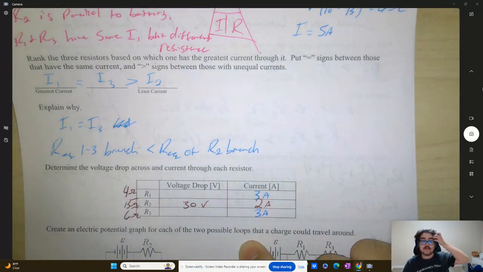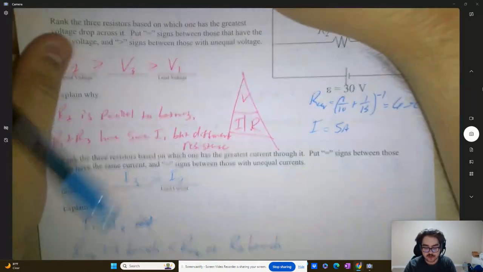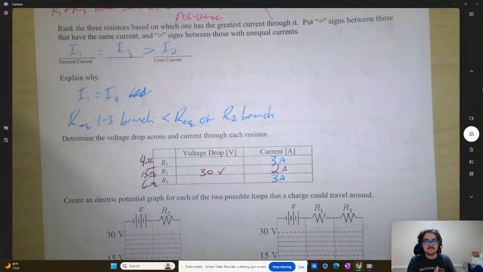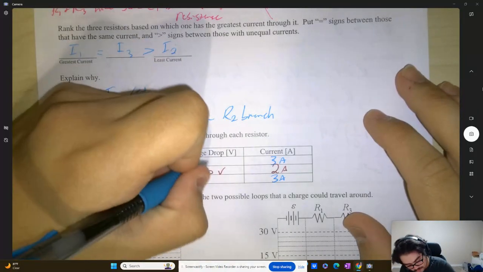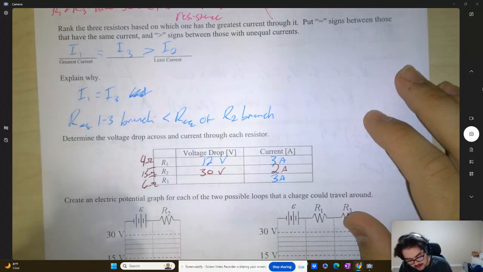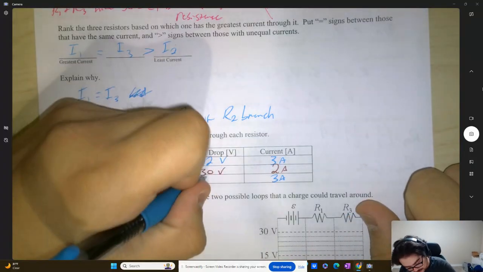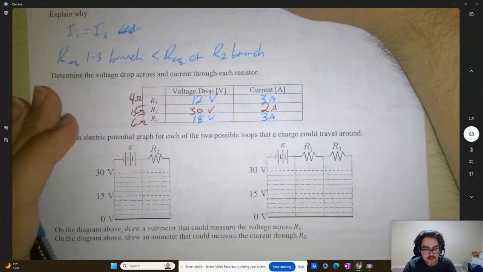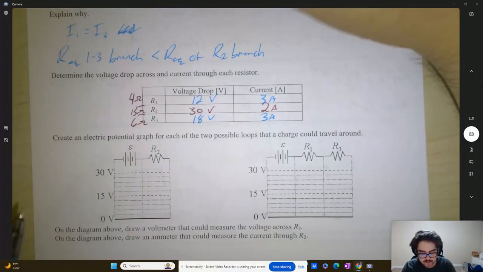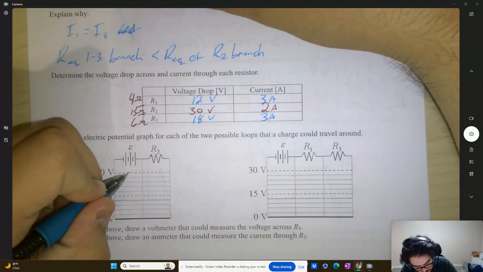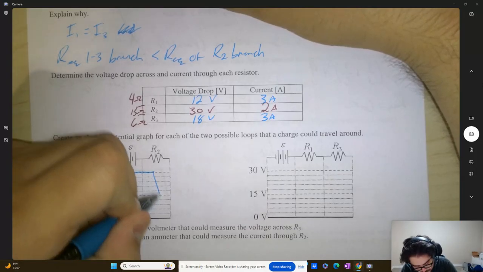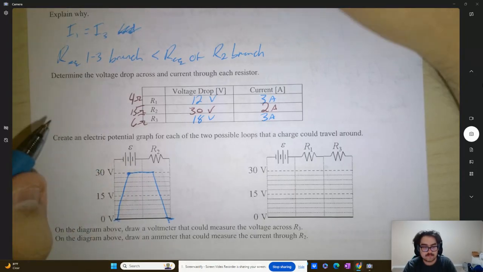Okay, there you go. Now we can figure out the voltage. We're going to do Ohm's law because that's a lot easier. 3 times 4 gives you 12, and then 3 times 6 gives you 18. And for each of the 2 possible loops, for the left one, it's going to be really simple. We start out at 30. It basically just makes a trapezoid.